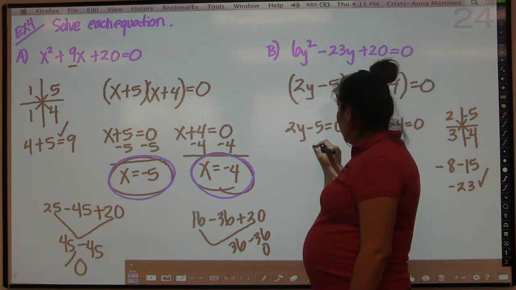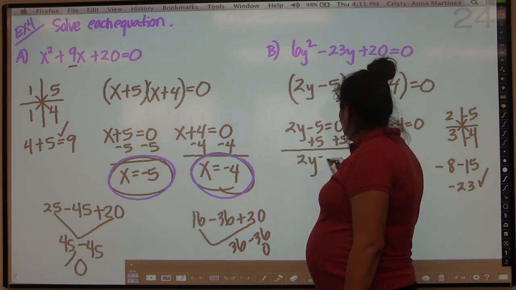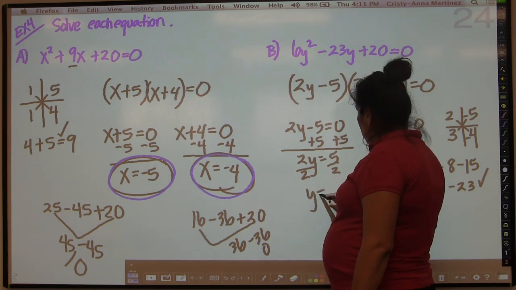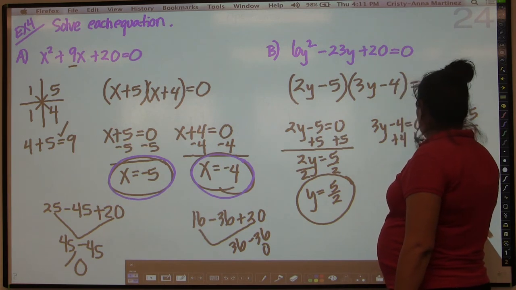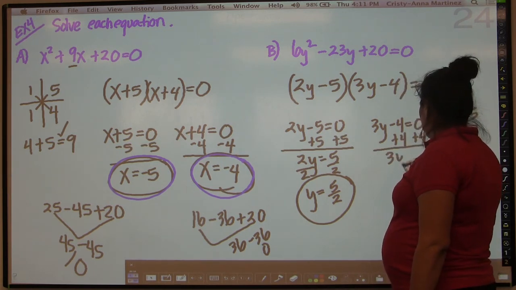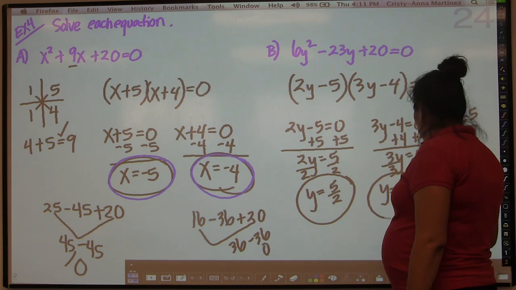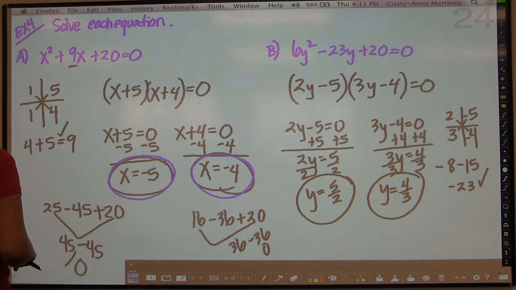And then we're going to solve by adding 5 to both sides. So you get 2y equals 5. Divide by 2. So you get y equals 5 halves. And over here you want to add 4 to both sides. So you get 3y equals 4. Then we divide by 3. And y equals 4/3. So your two solutions for this example, for part B anyway, are y equals 5 halves, and also y equals 4/3.